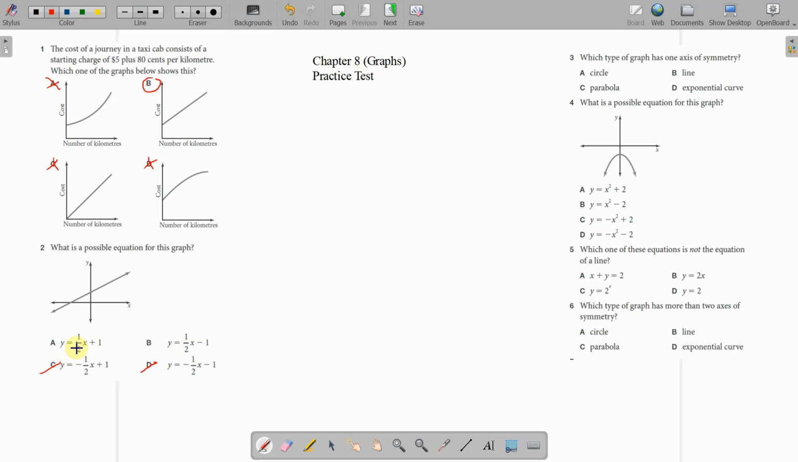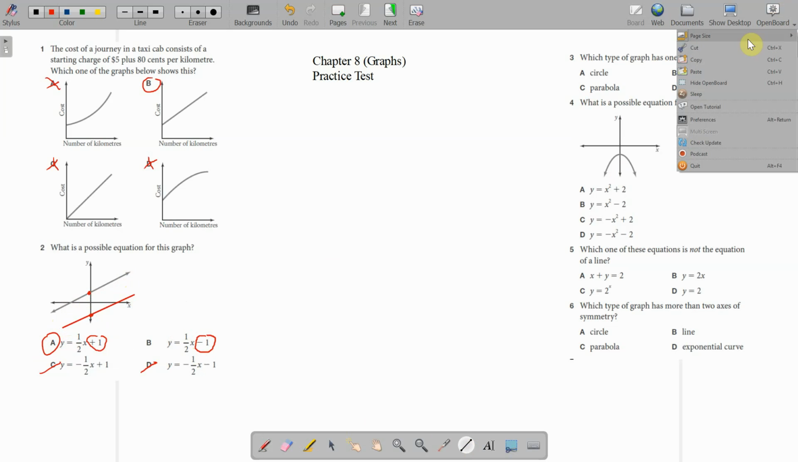Now we've got half x plus 1, half x minus 1. Now this little bit here is the y-intercept. This one's plus 1, which is there. That's our answer. This one, same slope going up, but the y-intercept for this one is down here. So you sort of have a parallel idea. I can get it through there. That'll be that one.